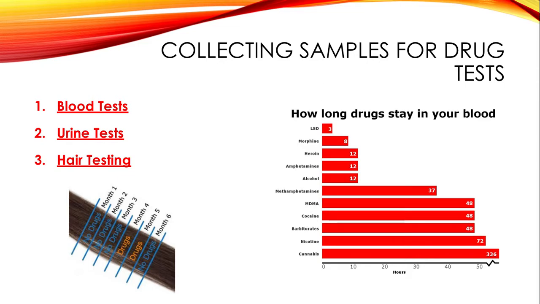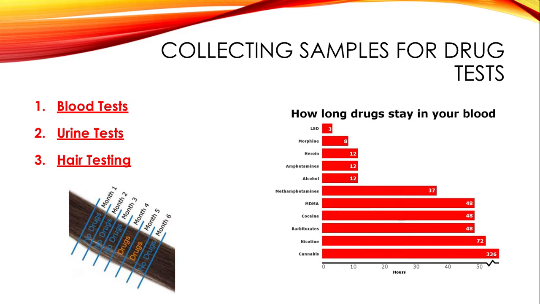So where do we collect samples for these drug tests? Well, there are three common ways. One is taking somebody's blood. Number two, we can take a sample of urine. And number three, in some cases, you can take a sample of somebody's hair.